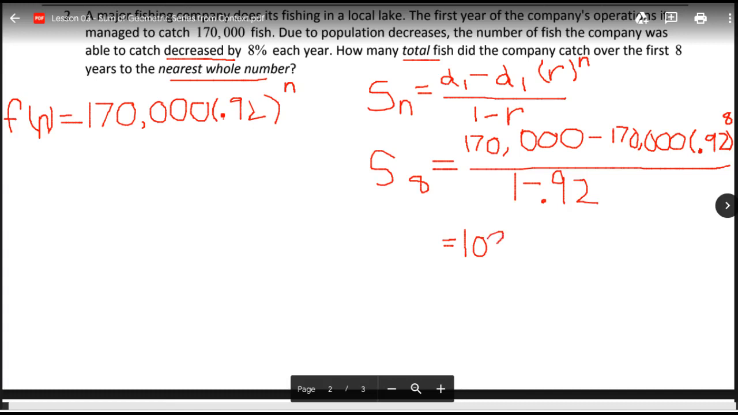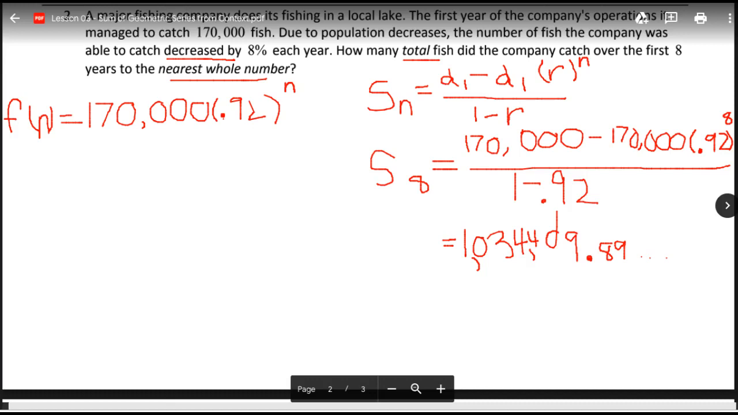Then when we go to our calculator and we type all that in, we're going to get something that's a little more than 1 million. So I'm just going to do a dot, dot, dot. So I got something that was like 1,034,409.89.